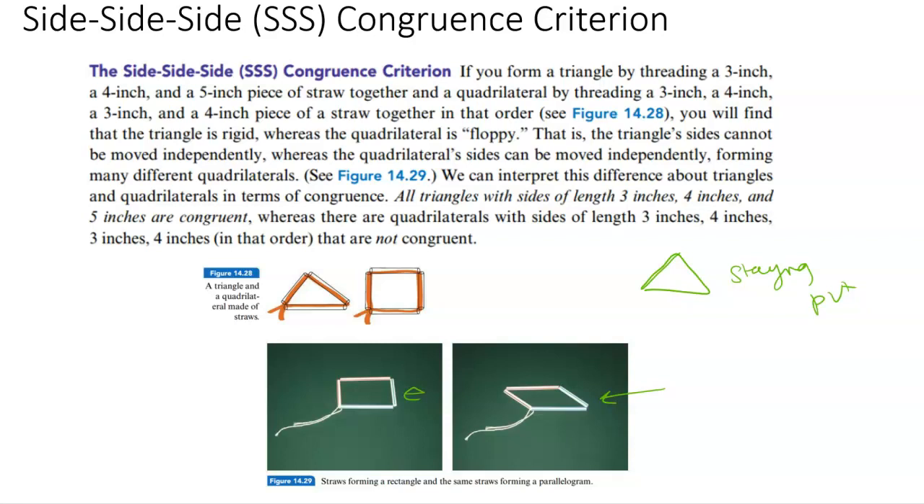And so what that means is that those three side lengths made a unique triangle that makes no other triangle. And that is the side-side-side congruence. And it only works for triangles, not quadrilaterals. Four sides is not enough.